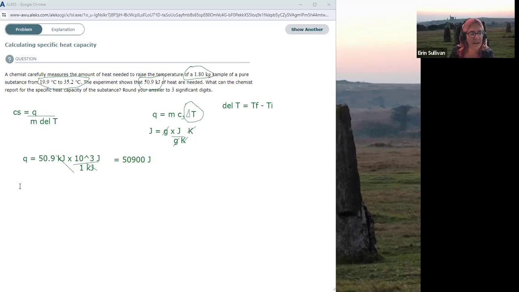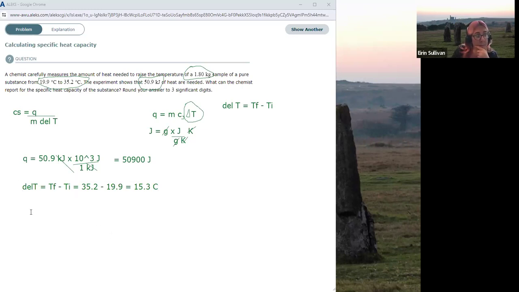Okay, and then my delta T is going to be my final temperature minus my initial temperature. So my final temperature was 35.2 degrees Celsius minus 19.9 degrees Celsius. Again, my difference between them is Celsius or Kelvin. That's fine. Either way, I don't know what ALEKS is asking for. I might take a sneaky peek in a second. So that is a difference of 15.3 degrees Celsius, which is the same as a difference of 15.3 Kelvin.